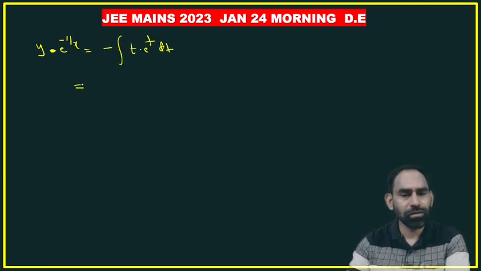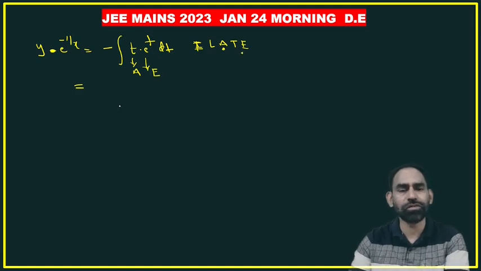Now the question is, once again I am writing y into e power minus 1 by x equals to integral minus integral t into e power t dt. This is algebraic function a, this is exponential function e. This is in the form of I LATE order, LATE. First algebraic, after that exponential, it is in the correct form. That's why apply integration by parts.